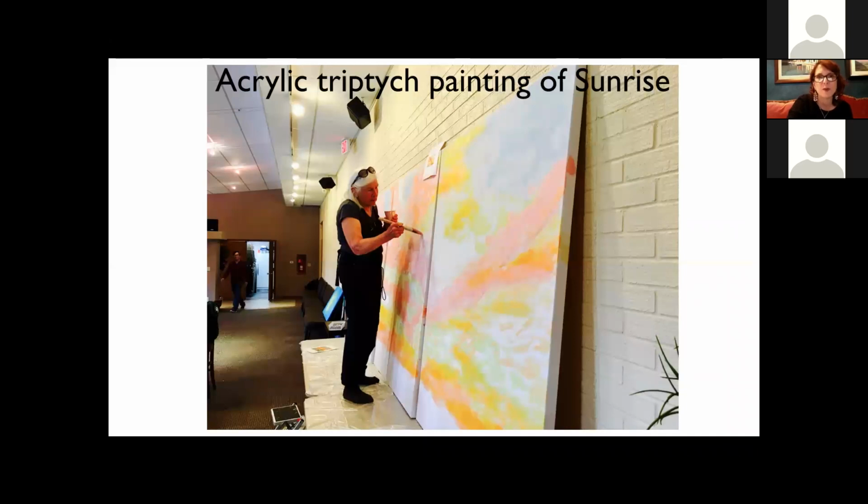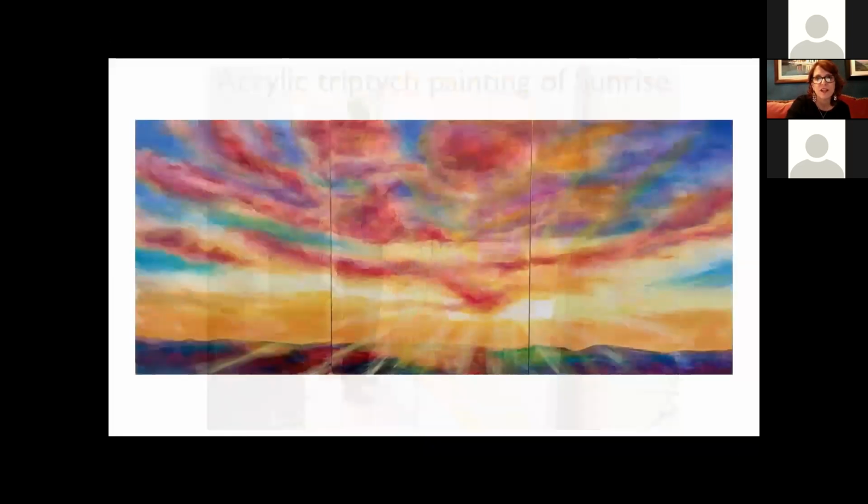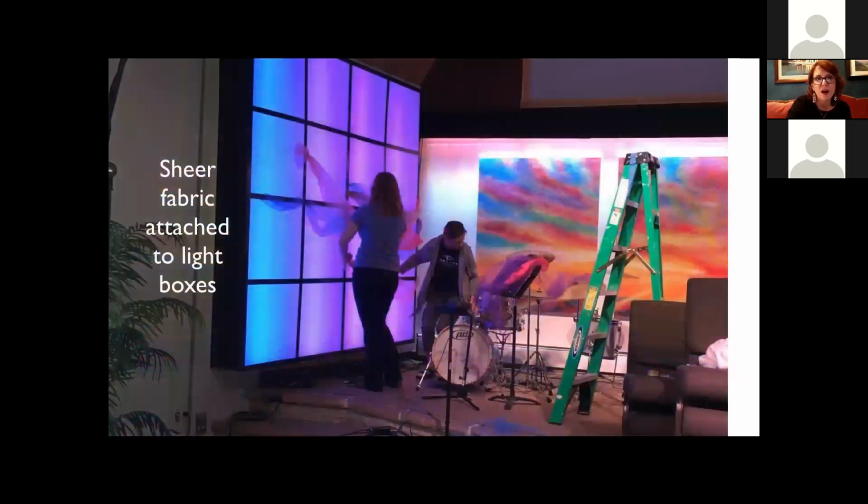This is my friend Ruthie, and she's helping me to create an acrylic triptych painting of a sunrise. I got really tired of the curtains in the back of the sanctuary, of the stage. So we decided to do something different there. So we created a triptych painting on large canvases, and then we also hung sheer fabric on the light boxes. Now, it was a little tricky to hang the fabric from the light boxes. We had to try different methods of doing that.